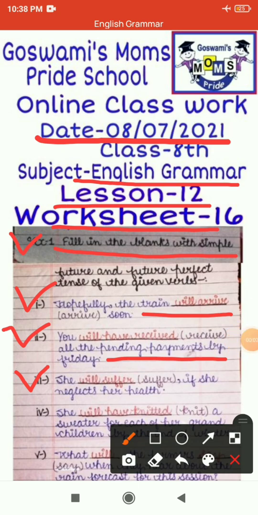Third sentence is: she dash if she neglects her health. So the verb is suffer. One thing I must tell you, that if there is not any definite time of the action, that means we are talking about the indefinite tense. So here we are talking about future indefinite tense because no definite time of the action is being given. That's why we have filled with simple future tense, that is will suffer. She will suffer if she neglects her health. If there is any certain point of time, then we will use future perfect tense, that we have used in the second sentence.